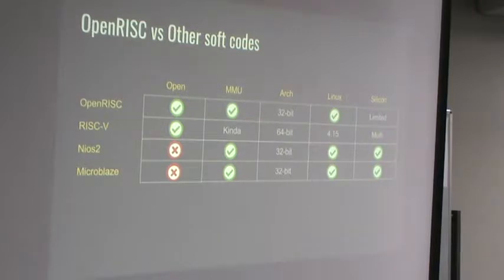Any questions? Where can you get a RISC-V board? I don't know. Where can I get an OpenRISC board? If you want an OpenRISC board, you can pretty much get any FPGA right now.